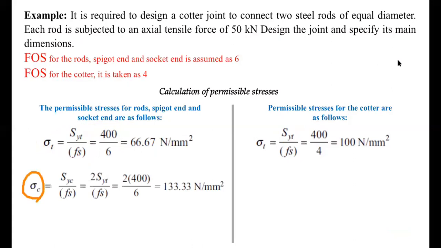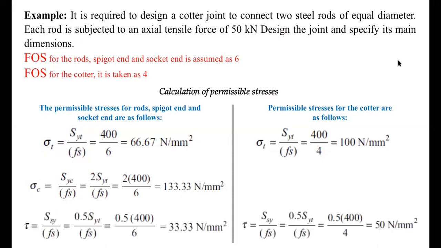Next is the crushing stress, sigma C, which is equal to SYC, the yield stress in compression, divided by factor of safety. Here we take the yield strength in compression as twice the yield strength in tension, and by this we get 133.33 newton per mm square. Last, we calculate the allowable shear stress, that is shear yield strength divided by factor of safety, for spigot, socket, rod, and same for quarter.